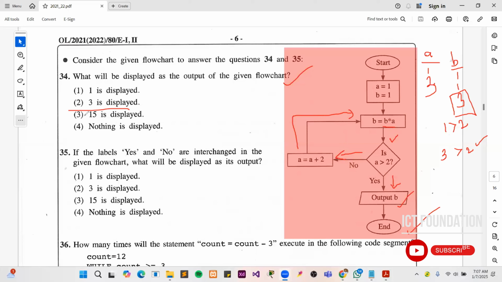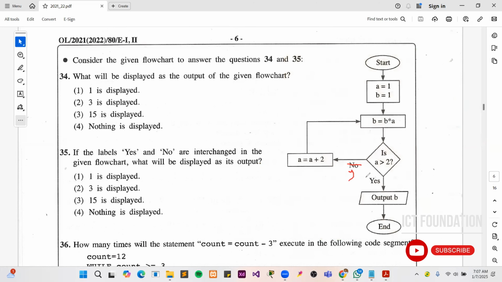So now they are asking about the 35th. If the labels yes and no are interchanged in the given flowchart, what will be displayed as its output? So now we have to do the calculations again. Not that tough. So this will be changed as yes, this will be changed as no. So A has the value 1, B has the value 1, B is equal to B into A. So 1 into 1, 1.